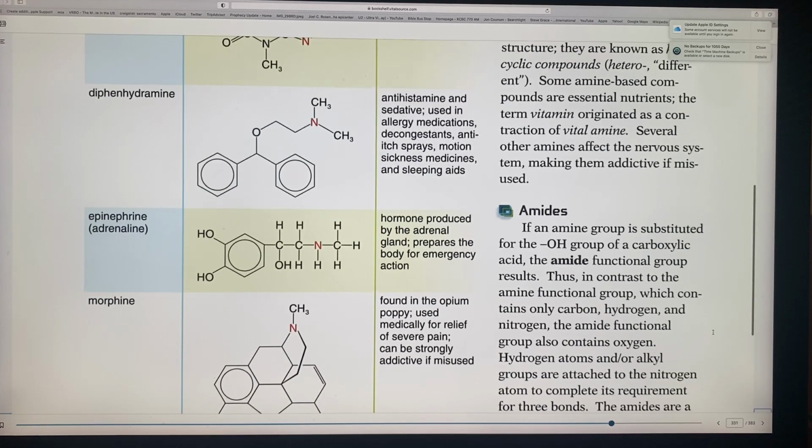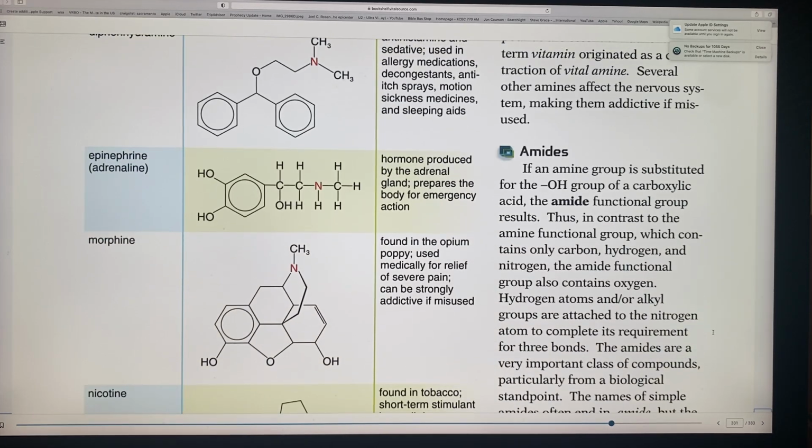So let's go into the amides. We went through the alcohols, and now amides. An amide is substituted with an amine in place of the OH, the alcohol-type group, and you'll find the results.